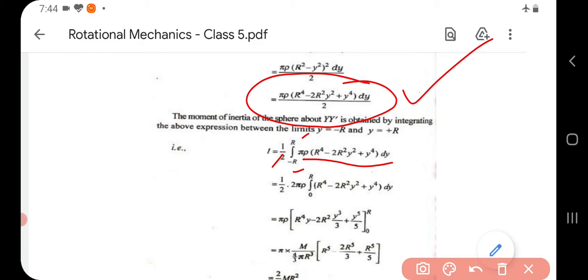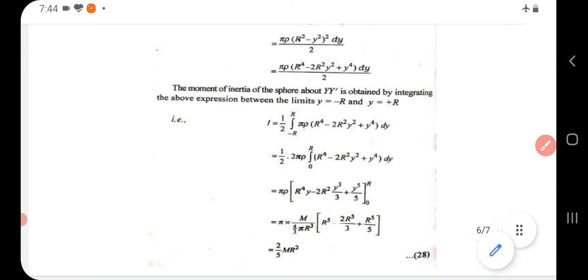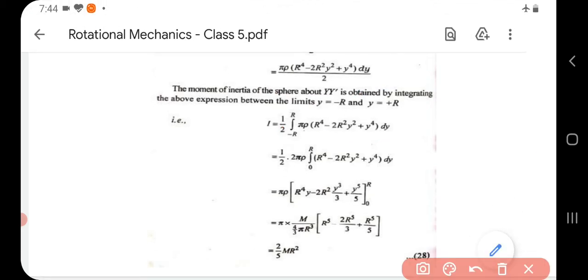Now next one. Here you are changing the limit. The integration limit from minus r to plus r, you are changing it to 0 to r, right? So what you have to do? You have to multiply with the 2. So see, half is kept as such. Pi rho is a constant taken outside. Since you are changing the limit of integration from minus r to plus r to 0 to r, you have to multiply with the 2. That 2 is written here. Rest everything is kept as such.